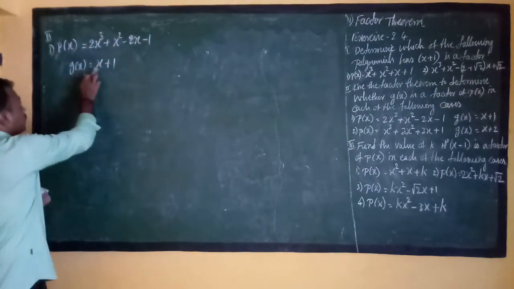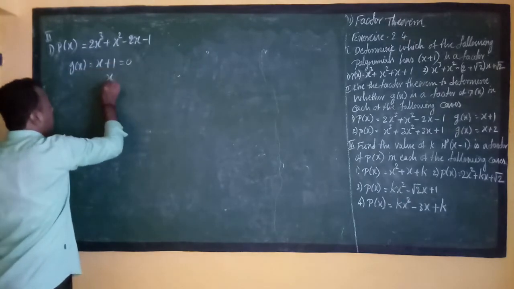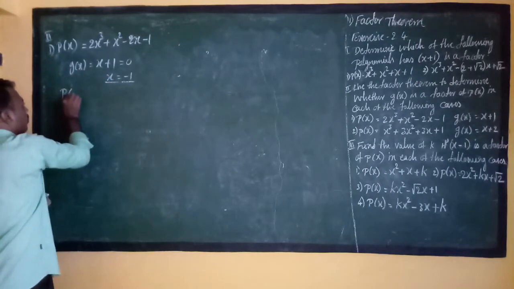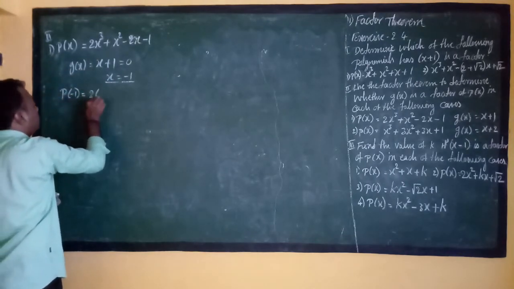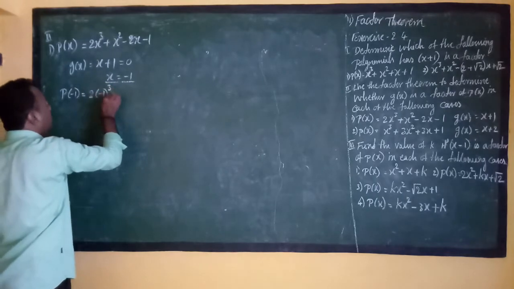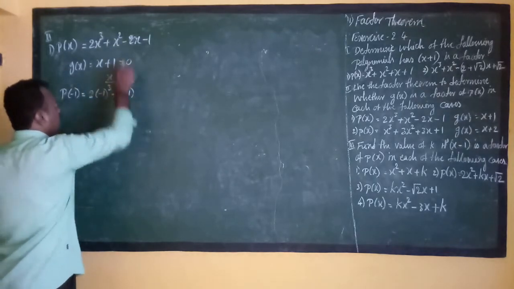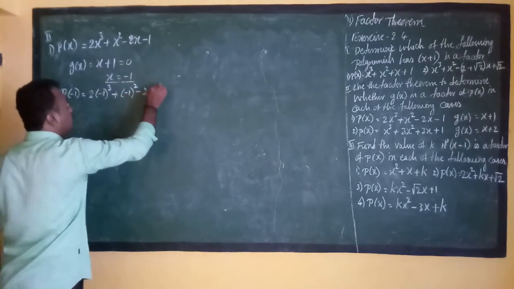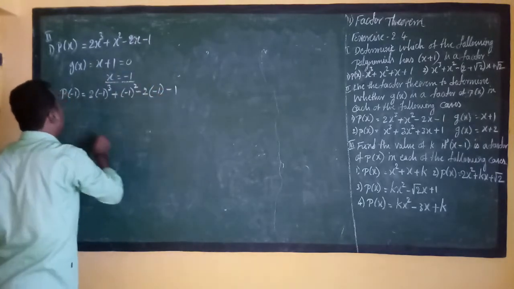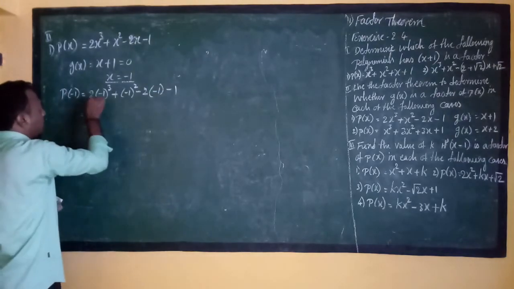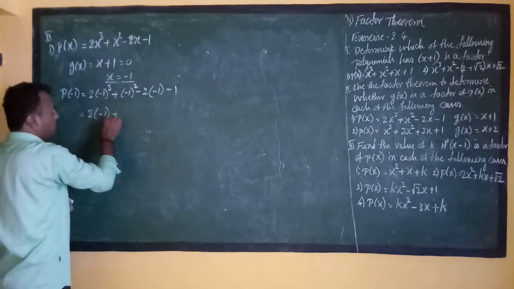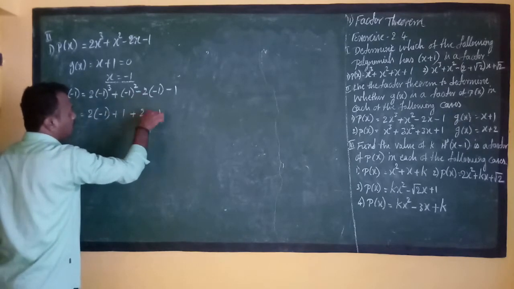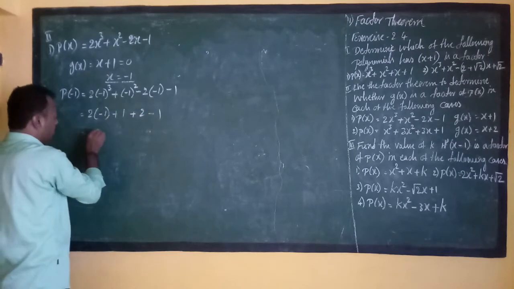Let us check it. For this value to become 0, x is equal to minus 1. This value we have to substitute. P of minus 1 is equal to 2 into (minus 1) whole cube plus (minus 1) whole square minus 2 into x, means minus 1. Then 2 into (minus 1) whole cube means minus 2, plus (minus 1) whole square means plus 1, minus into minus plus 2 ones are 2.